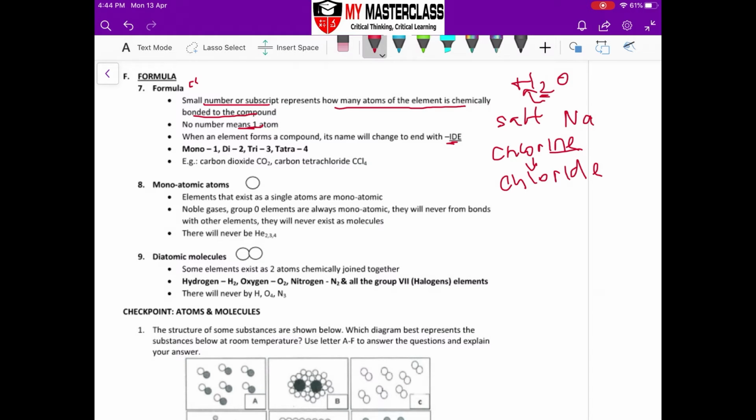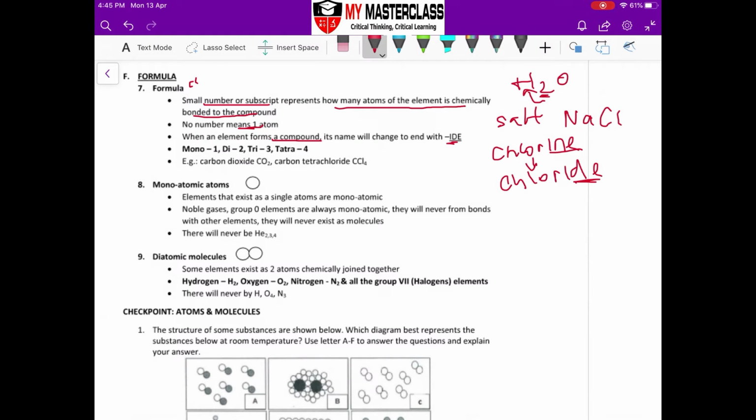Because the INE changed to IDE. Why did it change to IDE? Because it now forms a compound. So your name will change. Now the salt in the kitchen is called sodium chloride, NaCl. In another example, we also can have carbon dioxide, right? So carbon comes from element carbon, but oxide comes from the element oxygen. So when the name of oxygen changed to IDE, it became oxide.